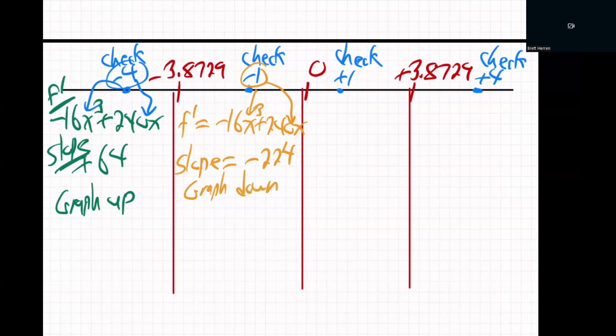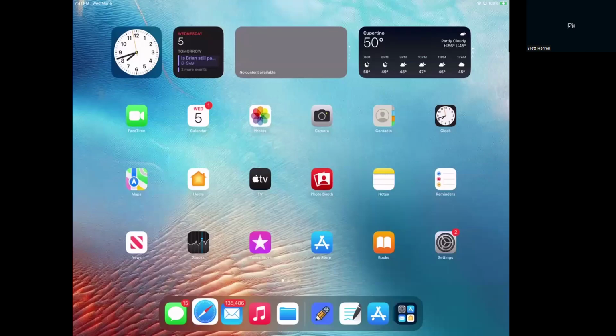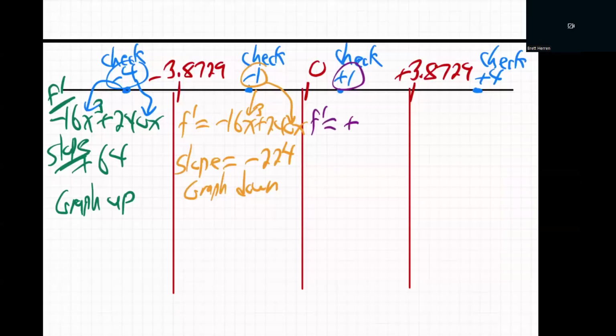All right, next one. Same thing, f prime. I'm going to plug in positive 1 now. So here we go. What do we got? 224. Again, same thing, but this time positive. So that means the slope is positive, the graph's going up.